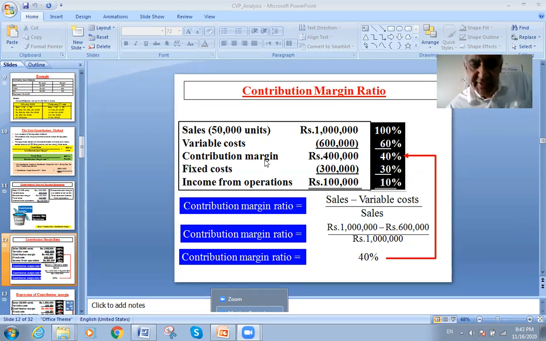So we deducted the variable costs and the fixed costs, 600,000 and 300,000, which are 900,000. We deducted that from the sales, which is 1 million, and we got the income from operation. So if I tell you to calculate the income from operation for this company, what you will simply do is deduct the fixed cost and the variable costs from the sales. Sales minus fixed and variable costs.